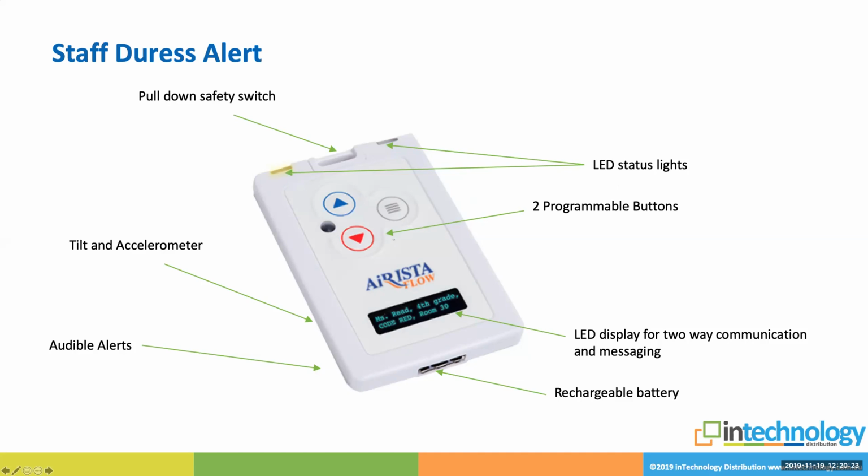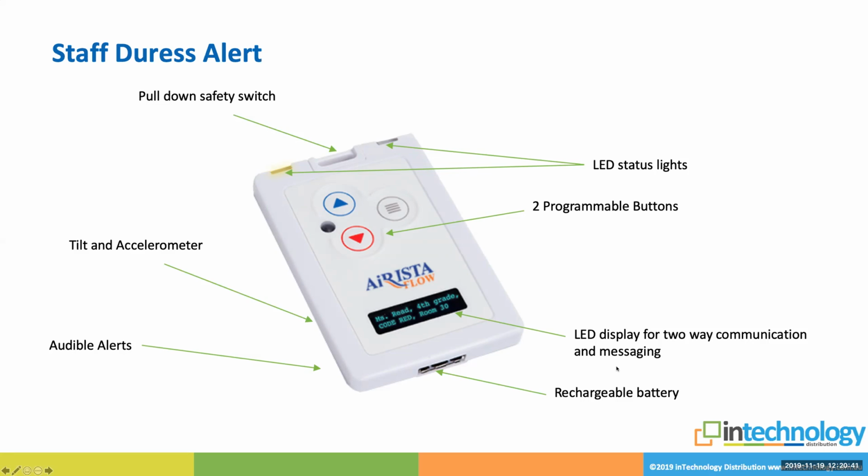The buttons that you see on the front here are programmable. As an example, you may decide that you don't want to use the pull cord. You may want to use the red button. In other words, if you hold the red button down for 2 seconds, it might send an alarm, perhaps in a silent mode, as an example.